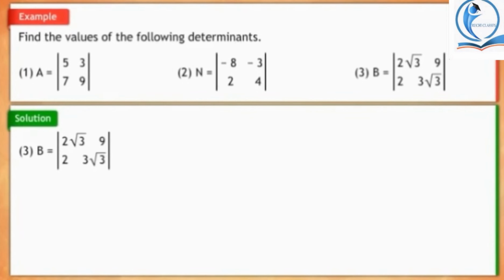3 square root 3, which is equal to [2 square root 3 into 3 square root 3] minus [2 into 9], which is equal to 18 minus 18, which is equal to 0.